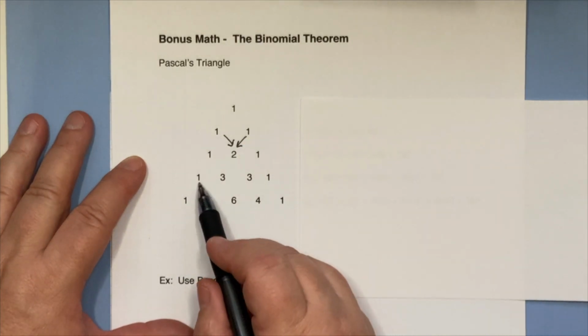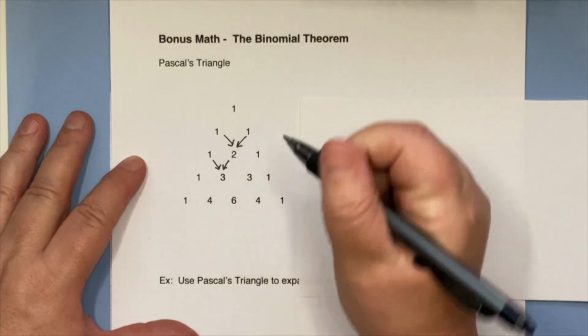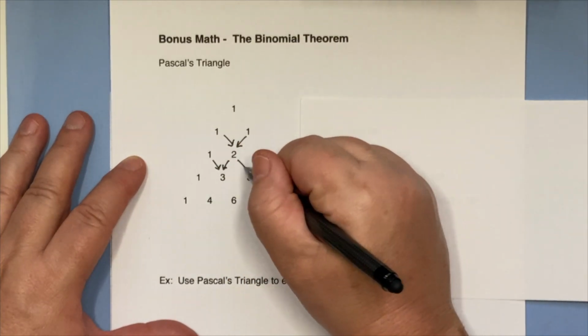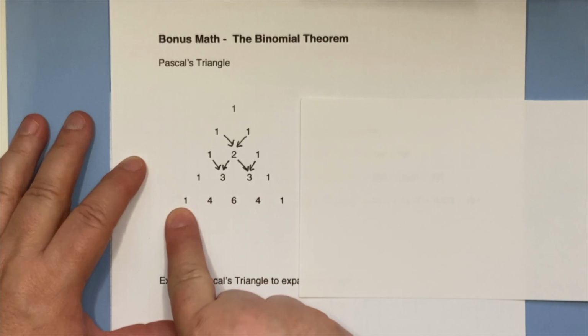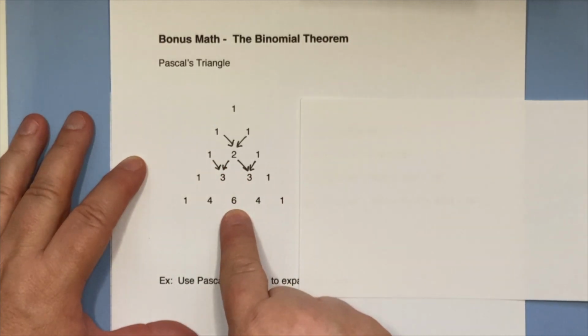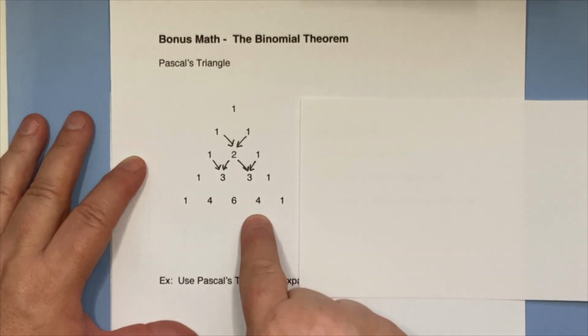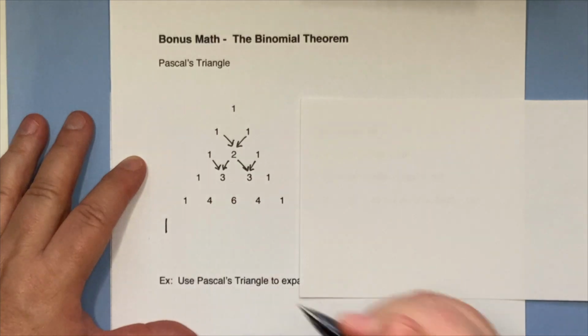For the third row, I have a 1. I add 1 plus 2. That gives me 3. I add 2 plus 1. That gives me 3. And then I end with a 1. For the next row, start with 1. 1 plus 3 is 4. 3 plus 3 is 6. 3 plus 1 is 4. End with a 1. So for the next row, I would start with a 1.